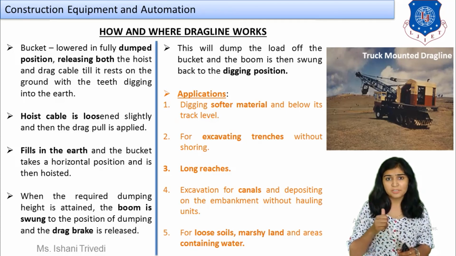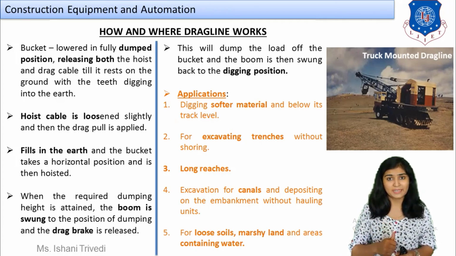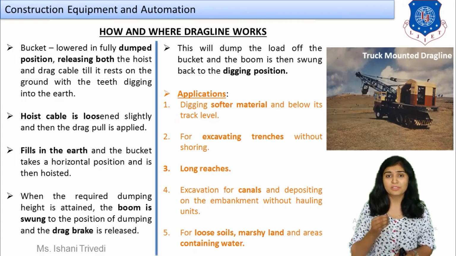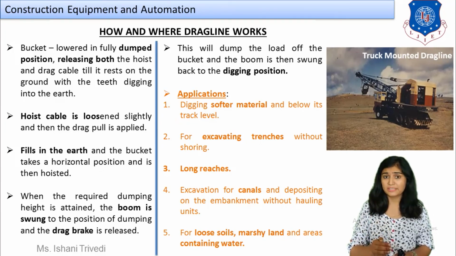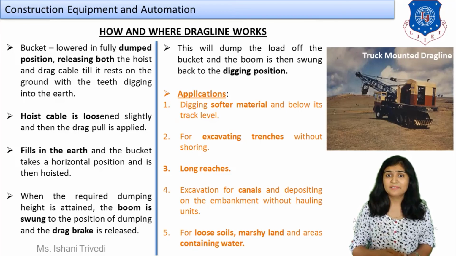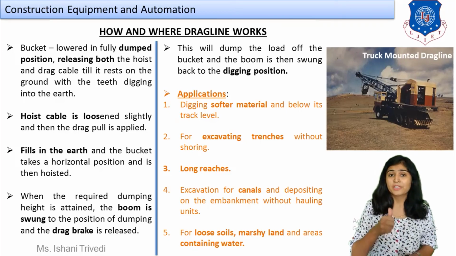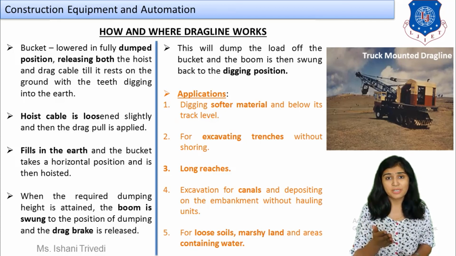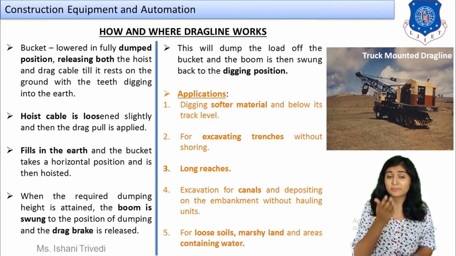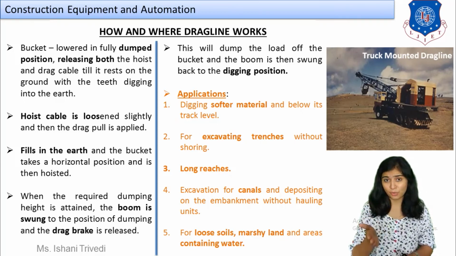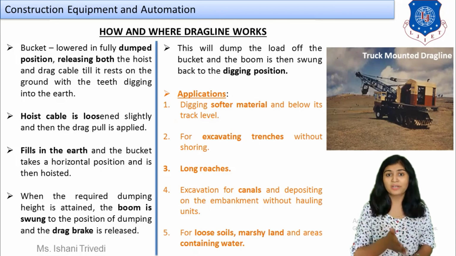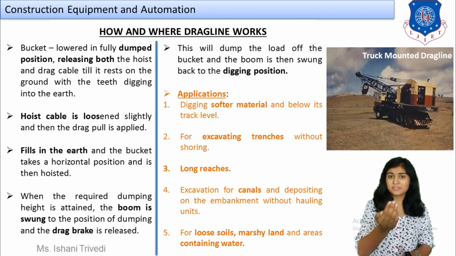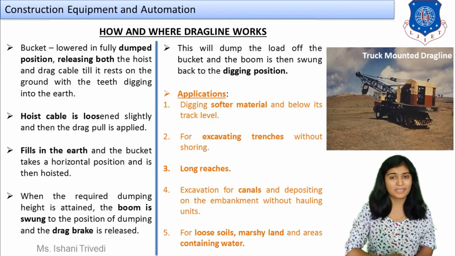So let us talk about the specific applications regarding your drag line. The first is that it is used for digging softer material below the surface of the earth. Next, for excavating trenches without shoring. If you want to carry out the excavation work for the foundation trenches, and you are dealing with a type of soil where shoring, meaning the temporary support, has to be provided, then without providing the shoring, you can directly carry out the excavation work. You can lay the trenches, excavate, and then dump it without the help of shoring.